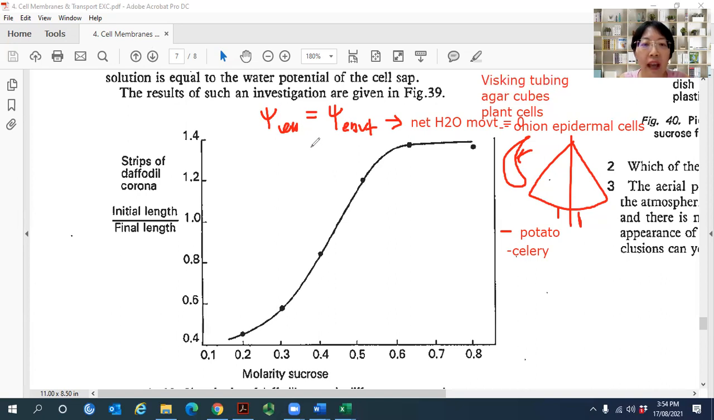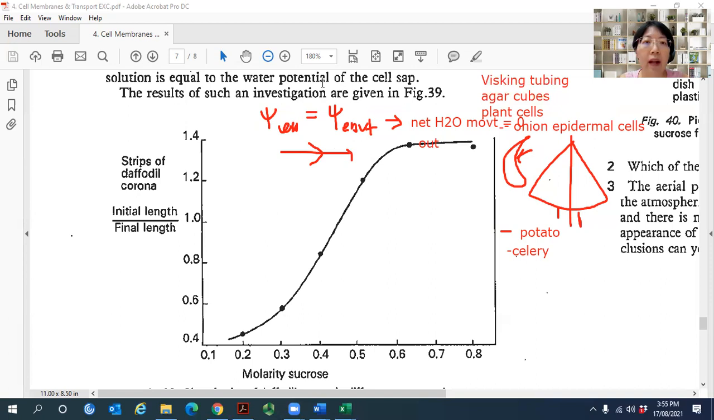So when psi of the cell is more than psi of environment, what will be the net water movement? Li Pei Yi: It will move out of the cell. Correct, from region of higher to lower. So the net water movement is out.